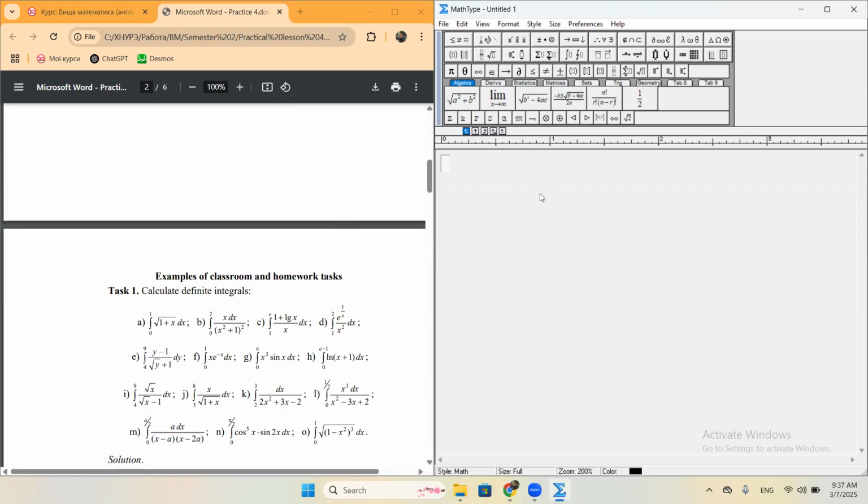So we will use the techniques and approaches that we used before. The first integral is the following: from 0 to 1, square root of 1 plus x dx. So this is a table integral. Actually, we will use the differential entry technique. It is the same if I write the differential over 1 plus x.